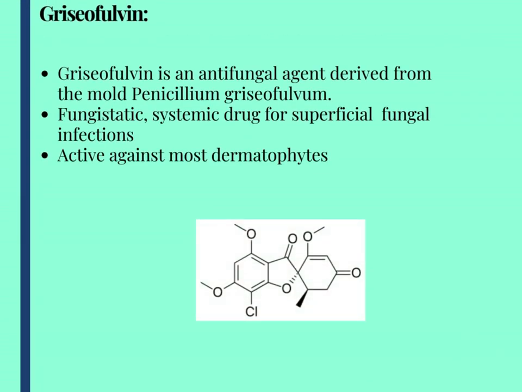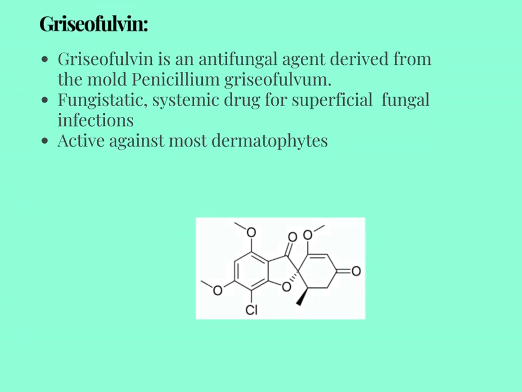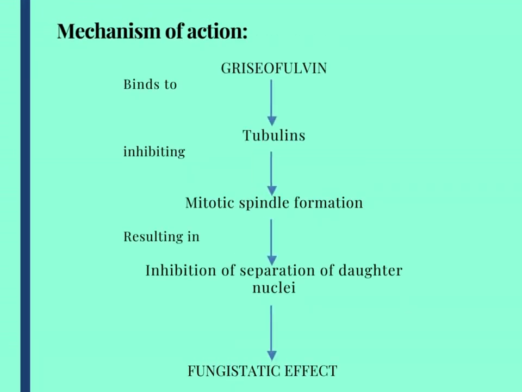Next drug, griseofulvin. Griseofulvin is an antifungal agent derived from the mold Penicillium griseofulvum, a fungistatic systemic drug for superficial fungal infections, active against most dermatophytes. The mechanism of action, MOA, of griseofulvin involves its interaction with fungal cell division. The primary target of griseofulvin is the microtubules in fungal cells.